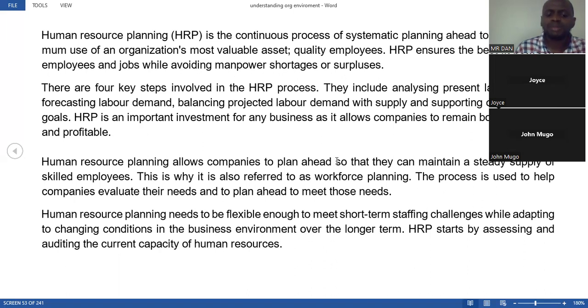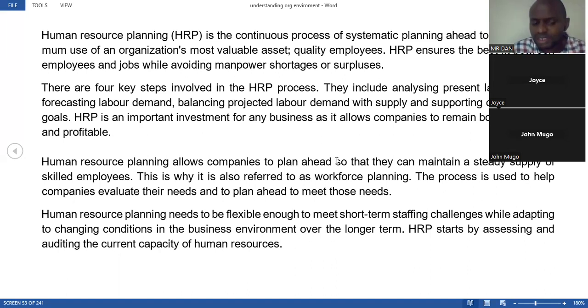Remember, we are in an environment where it is very competitive and employees are trying their level best to grow or to outgrow their current roles. And that is why every time you walk into organizations, you find that every employee is applying for jobs. They want better opportunities. And for human resource to ensure that we do not have a lot of turnover of employees, they always empower the employees that they have by creating an environment that is very conducive for work. Human resource planning needs to be flexible enough to meet short-term staff challenges while adapting to changing conditions in the business environment in the long term.